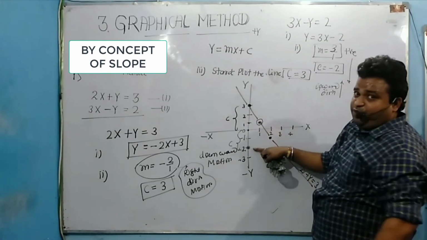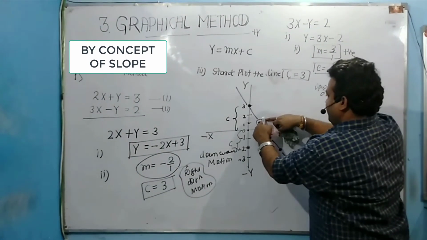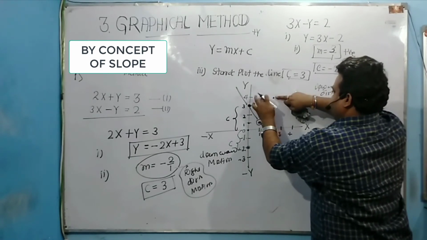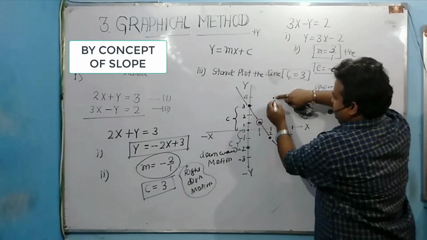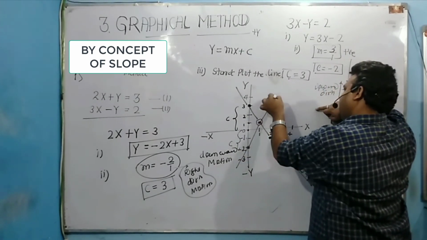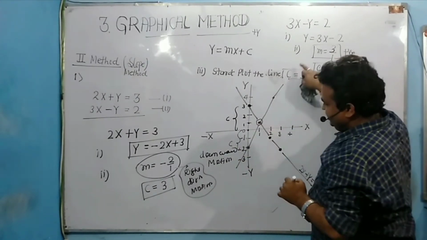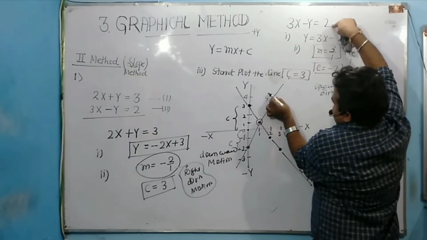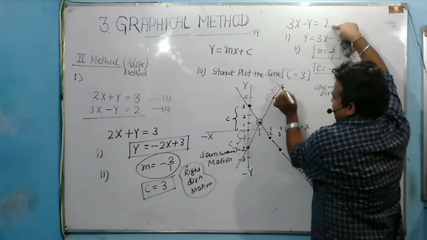You met a common point. Now again from this point, 1, 2, 3 and 1 rightward. This one. 1, 2, 3 and 1. Now you have the points. You just draw a straight line, and this straight line represents which equation? This one, 3x minus y equal to 2.